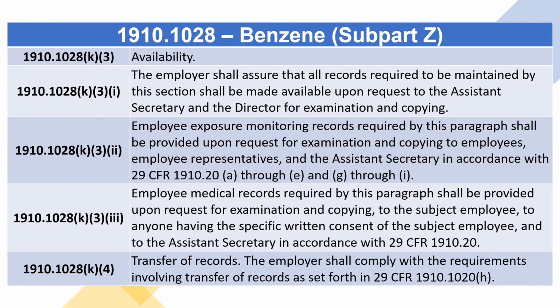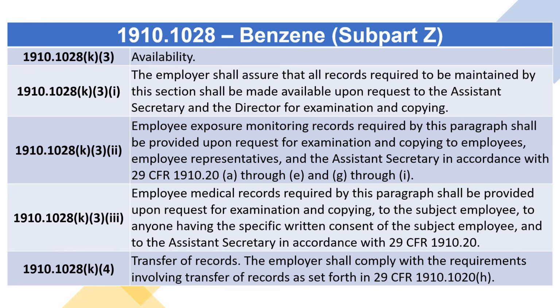1910.1028(k)(3). Availability. 1910.1028(k)(3)(i) through (iii). The employer shall assure that all records required to be maintained by this section shall be made available upon request to the Assistant Secretary and the Director for examination and copying. Employee exposure monitoring records required by this paragraph shall be provided upon request for examination and copying to employees, employee representatives, and the Assistant Secretary in accordance with 29 CFR 1910.20(a) through (e) and (g) through (i).